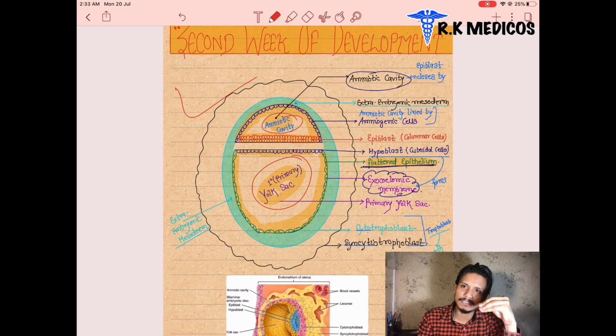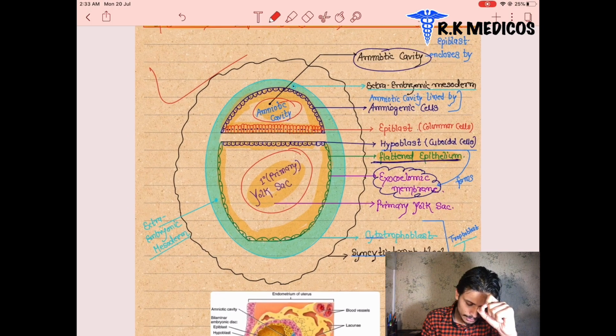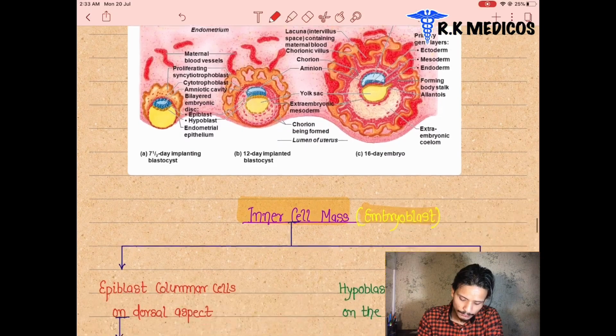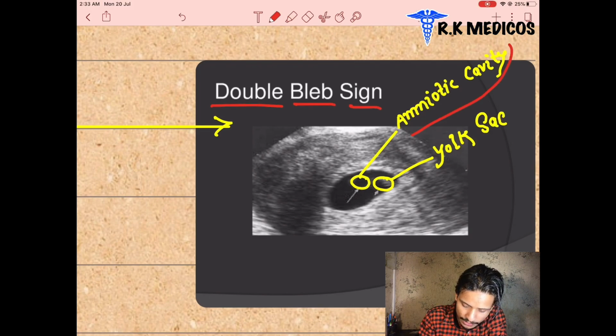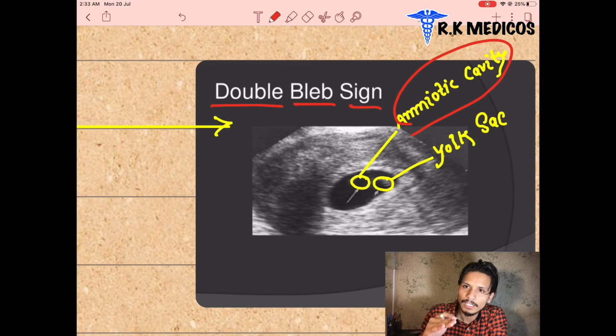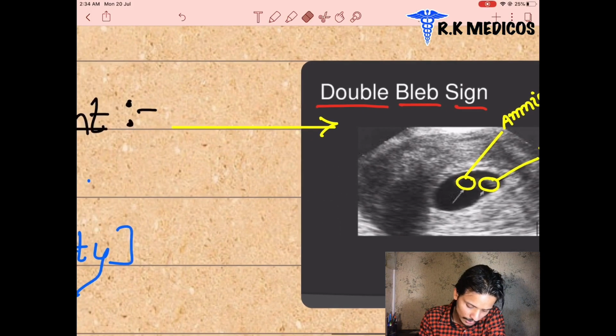So what is happening when we see it? We see two bubble-like structures, and this is called the double bleb sign. We see the double bleb sign on sonography. And what is the double bleb sign? One is our amniotic cavity, surrounded by the amniogenic cells, and one is our yolk sac, lined by flattened cells or the exocoelomic membrane. So these are the two structures we can see on ultrasonography, looking like two round, double bubble-like structures.